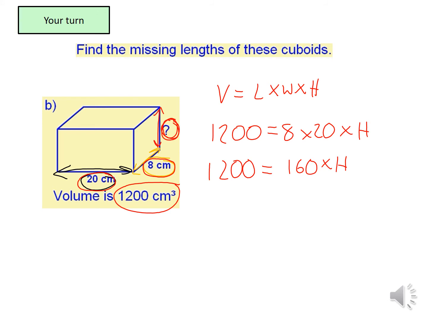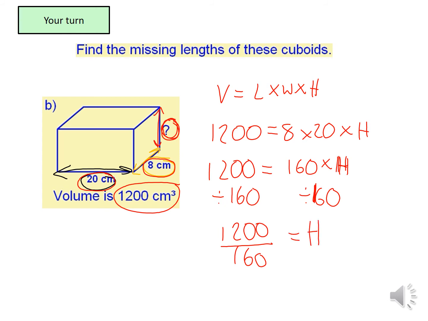Now using some algebra, we have to do the inverse, yeah? So we're going to just divide both sides by 160. So we're going to do the inverse of times. I'm going to divide both sides by 160. And we have 1200 divided by 160, and that will give us our height. So if I put that into a calculator, 1200 divided by 160, that will give us a height of 7.5 centimeters.